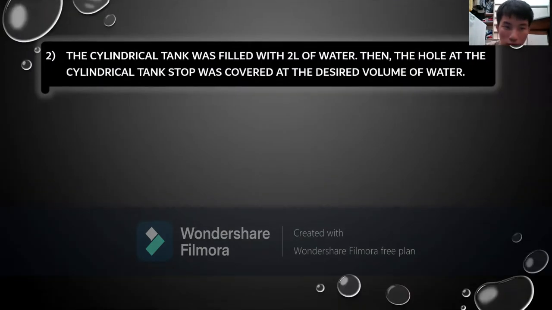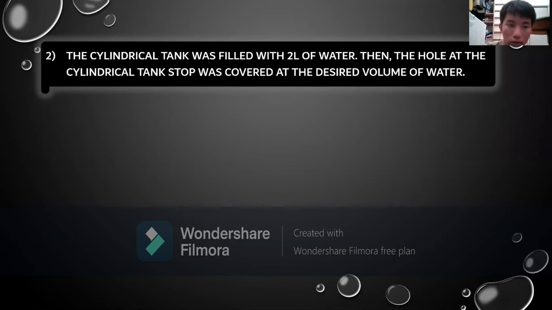Okay, so the second step is we fill up the cylindrical tank with 2 liters of water, and at the same time we cover the hole at the bottom of the cylindrical tank to stop the water from flowing out.